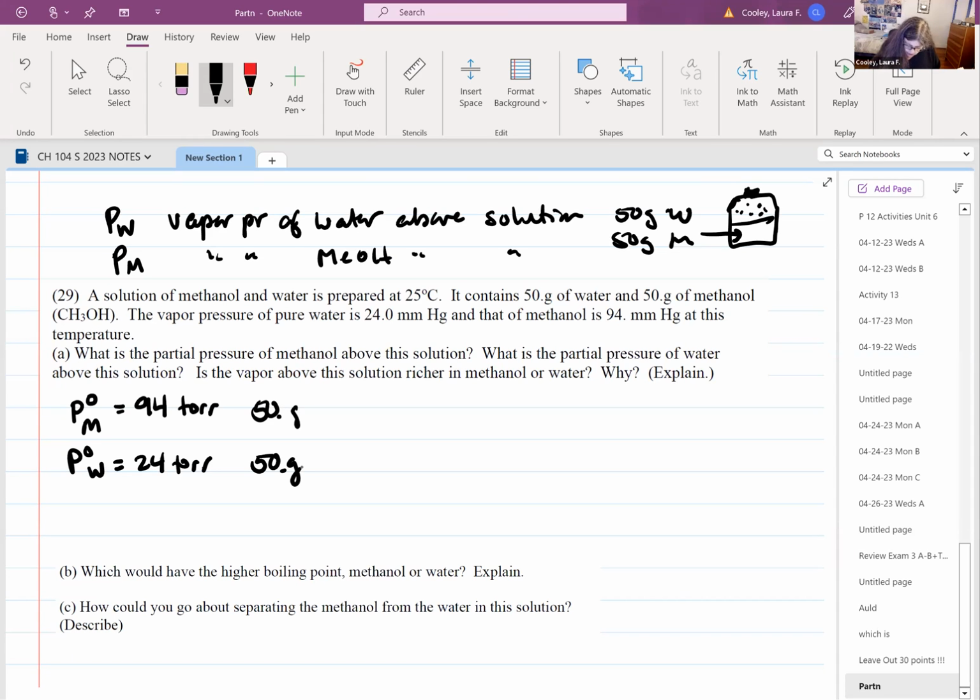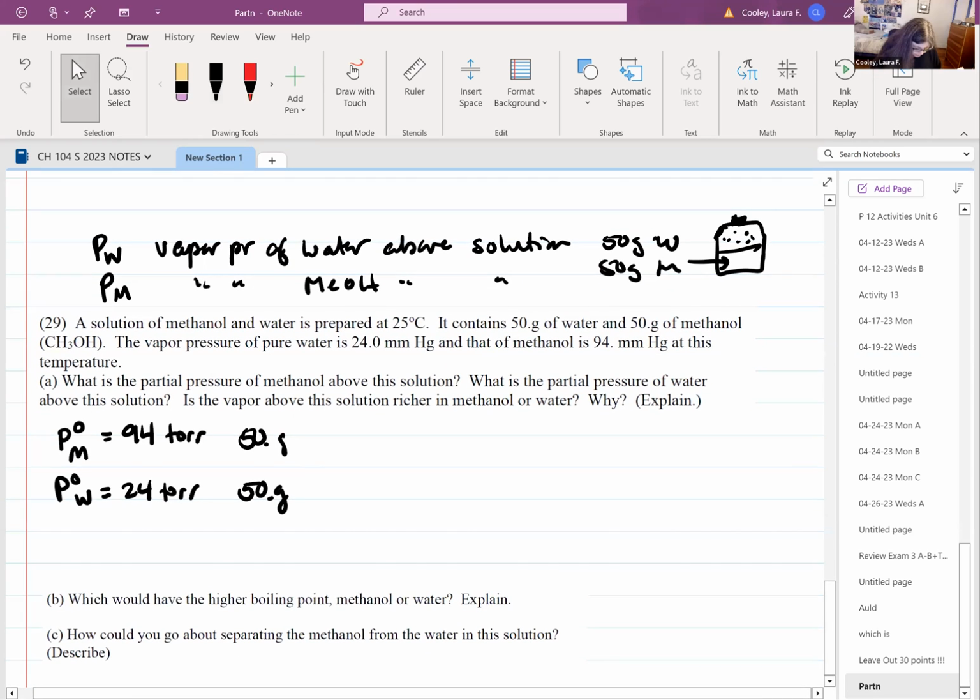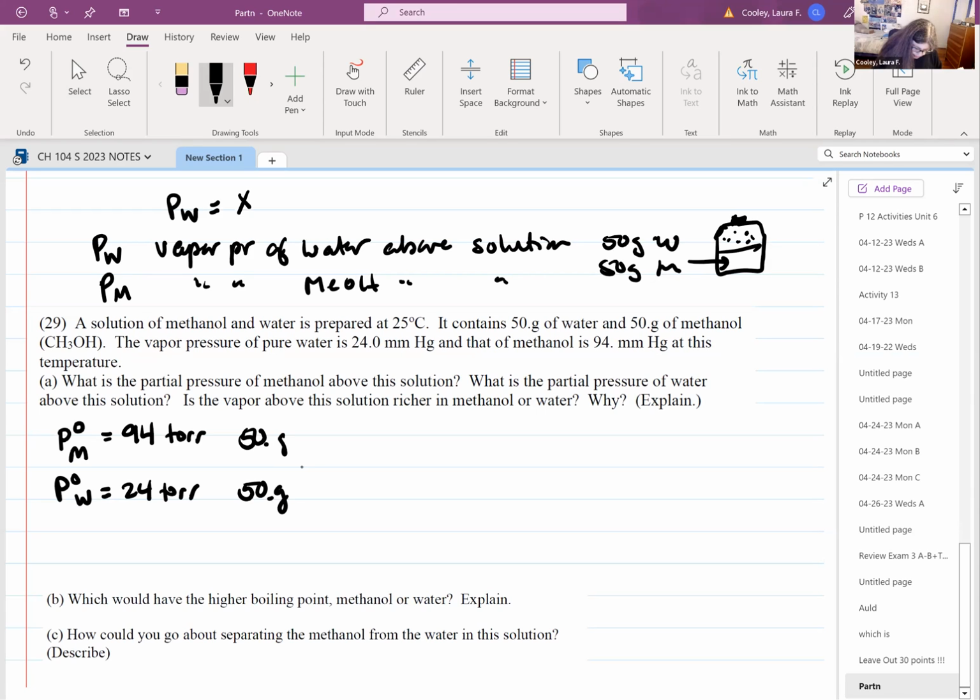So the equation that we're going to use is PW is XW, PW0. So this is the vapor pressure if it was above pure water times the mole fraction of water. And the same thing for methanol. So the first thing we have to do is figure out the mole fraction of methanol and the mole fraction of water. Well, that's not the first thing. First, we have to figure out the moles of each.